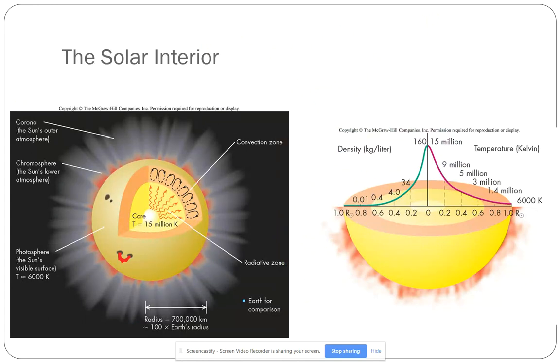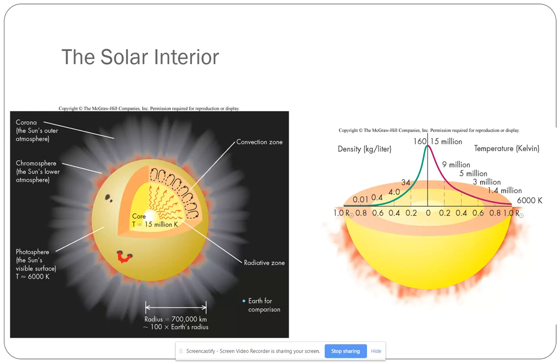So we have convection out here. Inside we have what we call the radiative zone. And the first question anyone should ask is, how do we know there's a radiative zone inside? How do we know it's not convection from the core out? There are two lines of evidence to answer that.